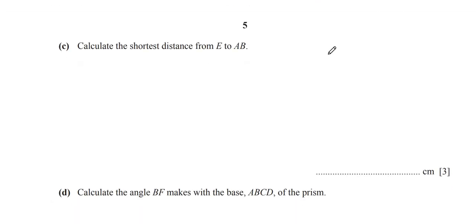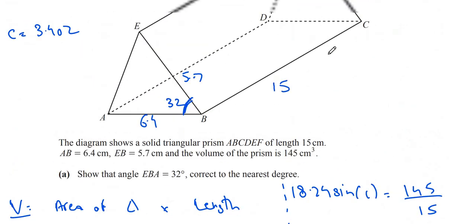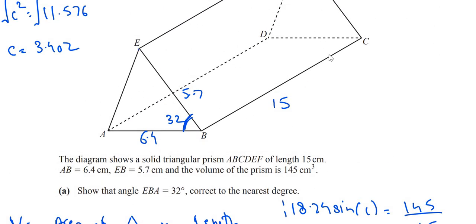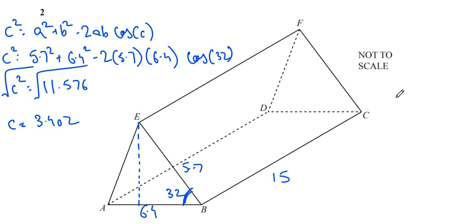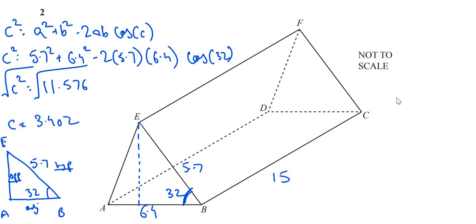Now, it says calculate the shortest distance from E to AB. From E to AB. So look, this is a right angle triangle right over here. Okay. Let me make it for you. E, A, B. This is 32. This is 5.7. This is opposite, hypotenuse, adjacent.